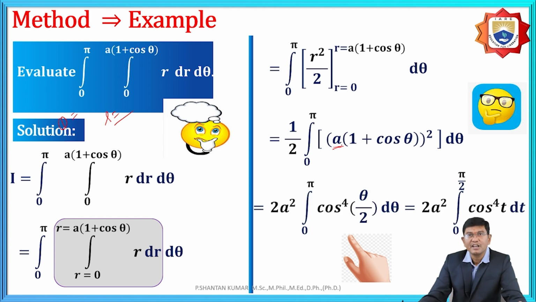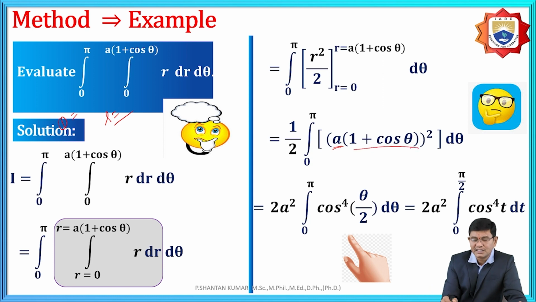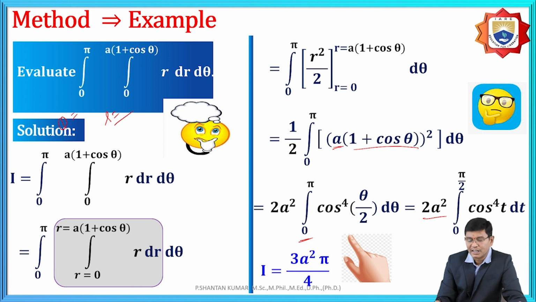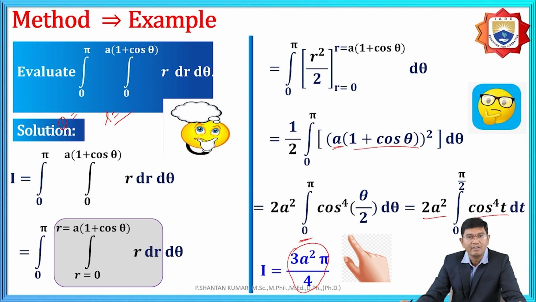And again here, as we know, 1 plus cos theta is nothing but 2 cos square theta by 2, based upon the formula. Here cos power 4 of theta by 2 is the value, and again the integration is with respect to theta from 0 to pi. Therefore take out common 2a square which already existed, and the integral of cos power 4 theta d theta, therefore it is cos power 5 by 5. By replacement according to the substitution method, we obtain that 3a square pi by 4 is the value.